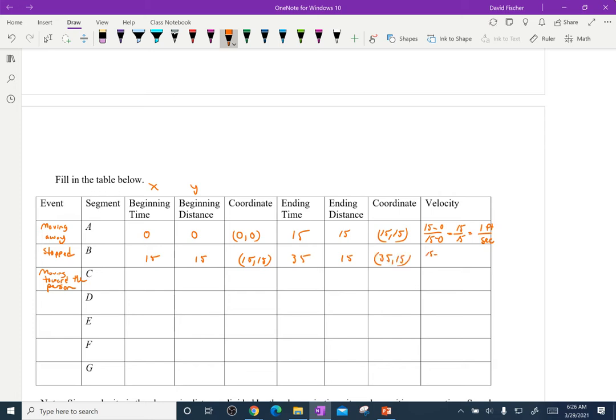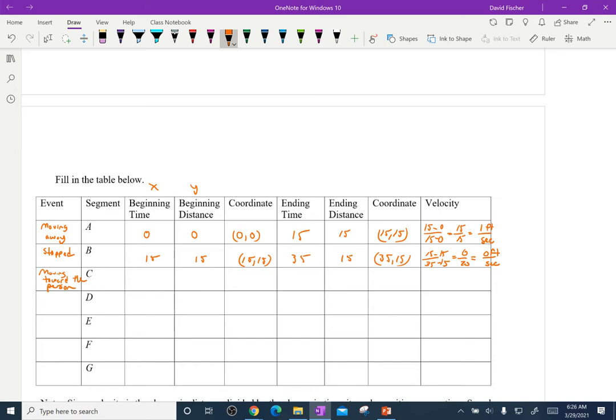So again, slope: 15 minus 15 over 35 minus 15. We got 0 over 20. So 0 divided by anything. A lot of people are saying 20, but it's really 0 feet per second. So that means the car stopped, just like we said in our event over there.